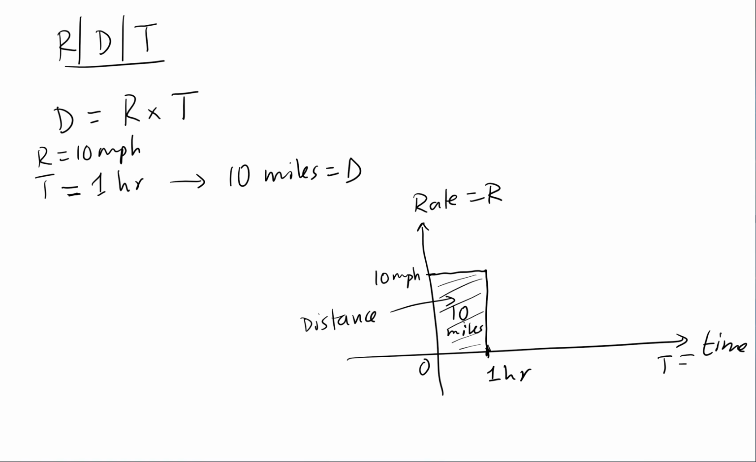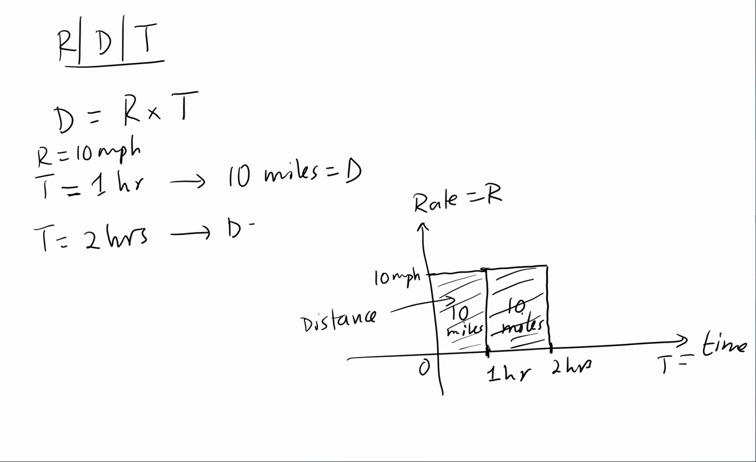How about if you go 2 hours? So 2 hours means you move to the right twice, with the same rate, you get another 10 miles. So the total area will be 10 plus 10. So D would be 20 miles. See, I'm using graphs to show you how to find distances.